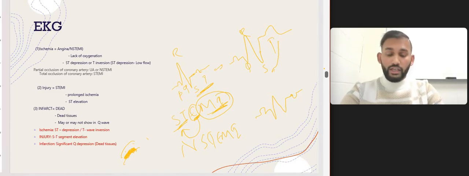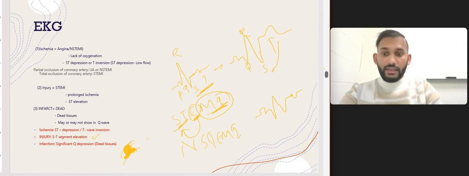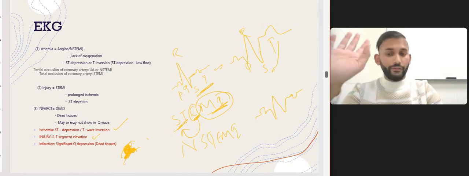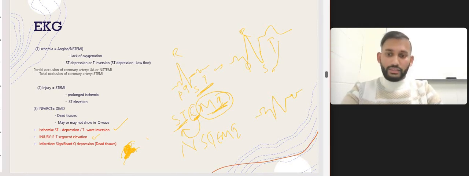With injury, now it is completely occluded, and now there is an injury. Why is there injury? Because there is no blood flow. So you'll see that in STEMI. So injury will be in STEMI, ischemia will be in non-STEMI. Infarction means dead tissue. Previously it was dead, and that's when you'll see the Q wave. We'll talk about that, or we'll try to see if we can find some EKG, but that's what we have in a nutshell over there.